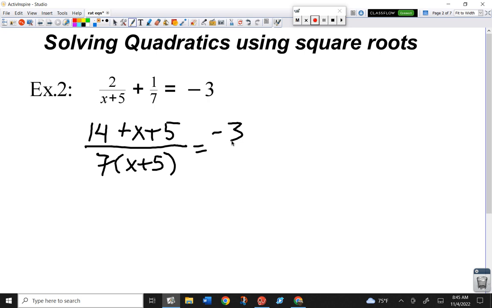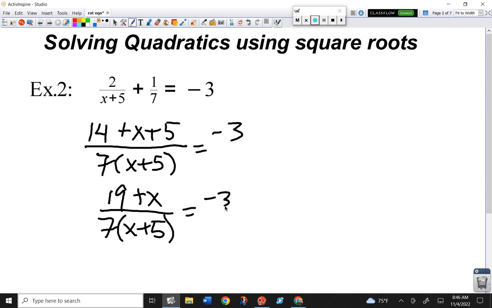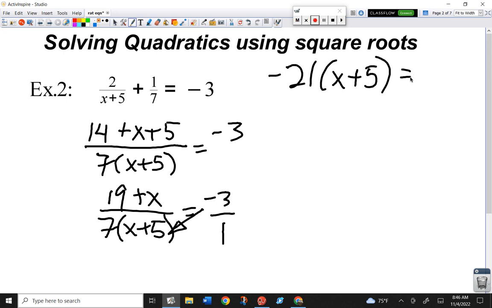Let's go ahead and combine like terms. We're going to get 19 plus x over 7 times x plus 5. And that's going to equal negative 3. All right. Well, let's change this into a fraction. And we're going to cross multiply. I'm going to multiply negative 3 times this denominator. That'll give me negative 21 times x plus 5, and that's going to equal 19 plus x times 1, which is just 19 plus x.